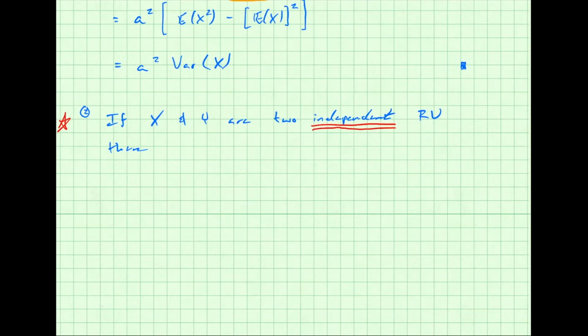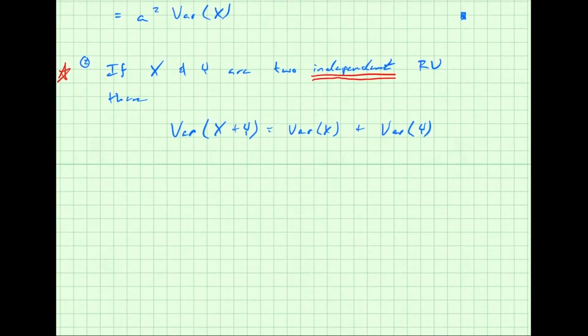But if this is true, then the following is true: the variance of x plus y is equal to the variance of x plus the variance of y. But in general, it is not true that the variance of x plus y is the variance of x plus the variance of y. This is only true when x and y are independent of each other. So I want to emphasize that.